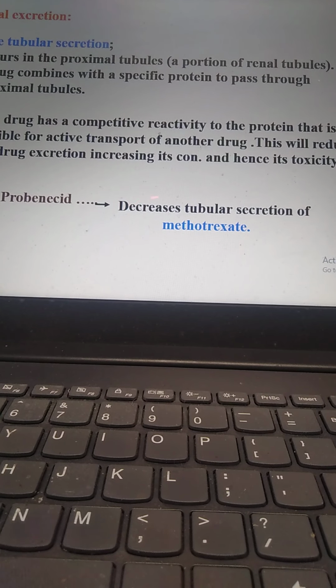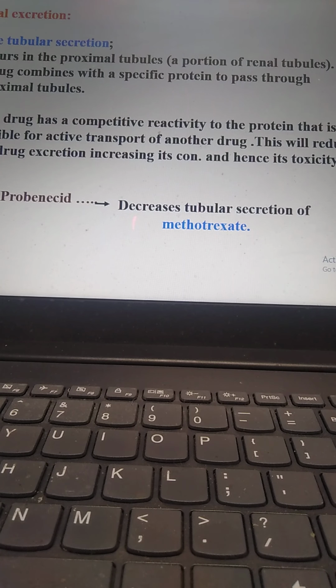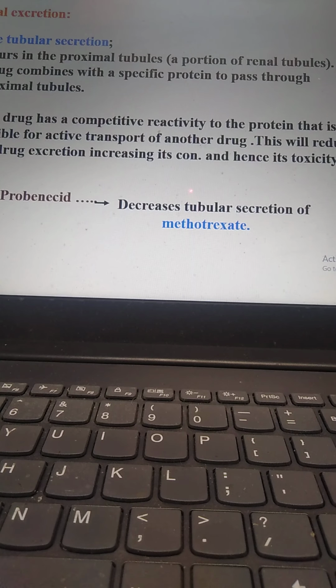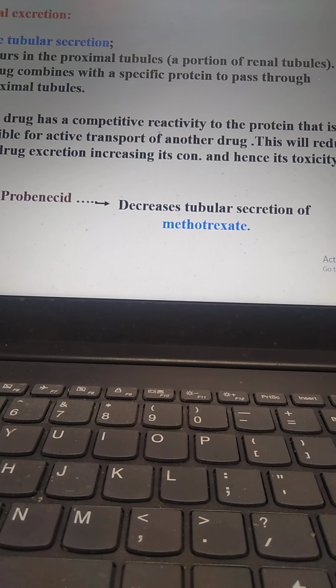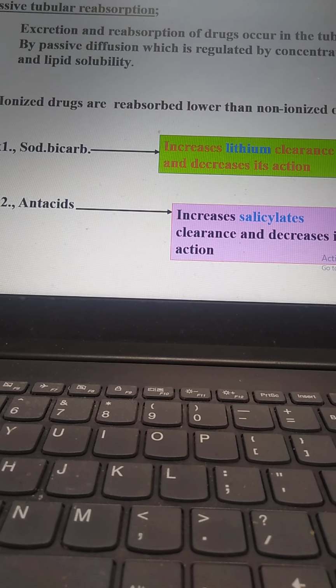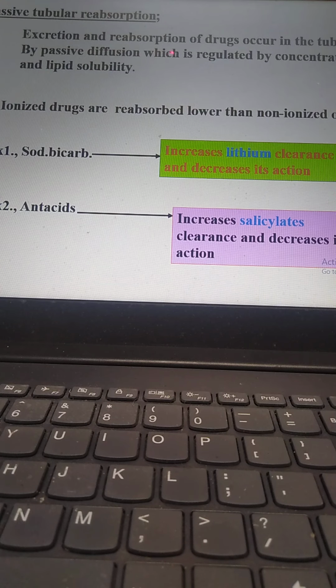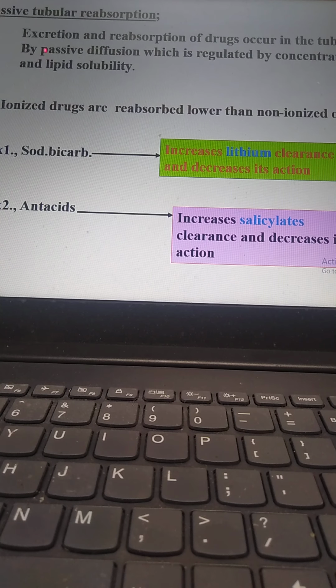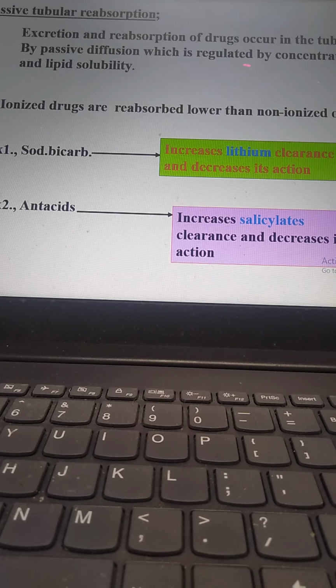Probenecid decreases the tubular secretion of methotrexate, so methotrexate level in the systemic compartment is increased, and so is its toxicity. Tubular reabsorption is another example. Excretion and reabsorption of drugs occur in the tubules by passive diffusion, which is regulated by the concentration and lipid solubility. Ionized drugs are reabsorbed less than non-ionized drugs.